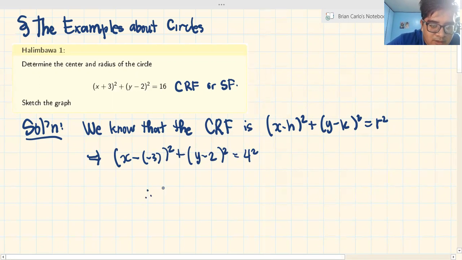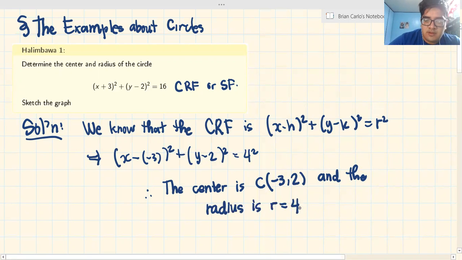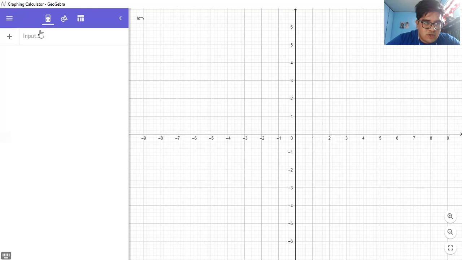Therefore, the center is negative 3, comma 2, kasi diba, hindi siya minus 2 kasi y minus 2, yun 2 yung kino-consider mo. Tapos, the radius is r is equal to 4. Diba? And we are asked to sketch the graph. Ngayon, let's open our trusty GeoGebra.